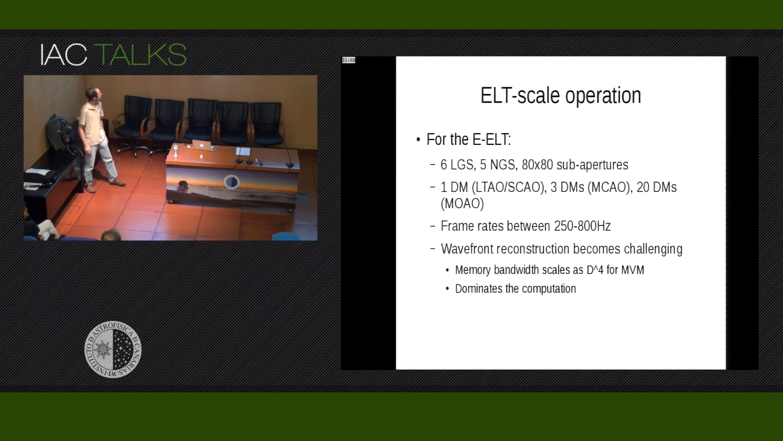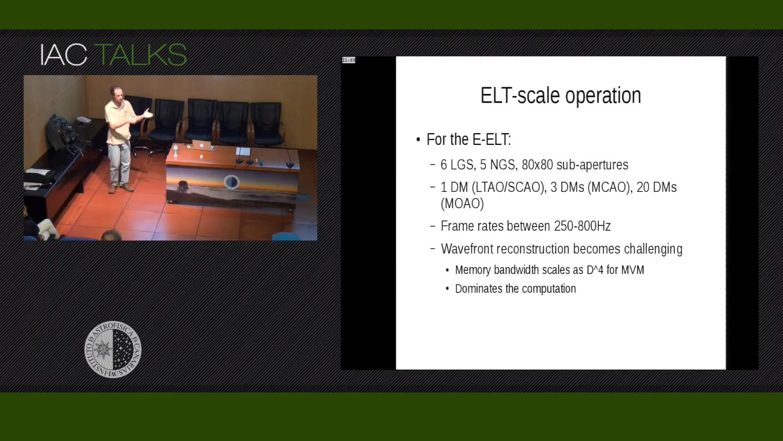ELT-scale operations. Well, for the European ELT, there will likely be 6 laser guide stars, up to 5 natural guide stars, each 80 by 80 subapertures, so that's a lot of subapertures. The LTAO, SCAO modes will have 1 DM, 3 DMs for the MCAO, up to 20 DMs for MOAO systems. Frame rates varying. And at these scales, it's the wavefront reconstruction that becomes challenging.